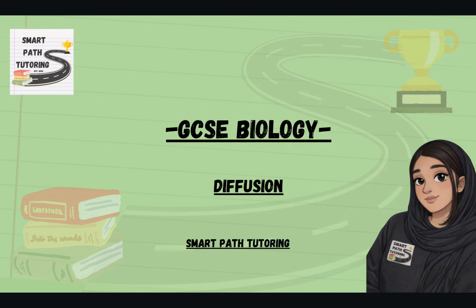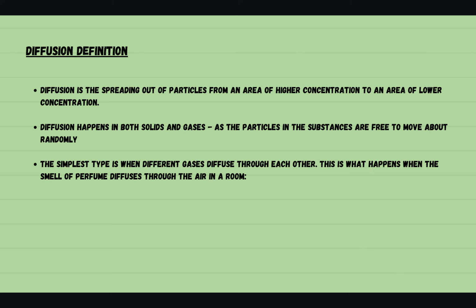Hey guys, in this video we're looking at GCSE Biology focusing on the topic of diffusion. So the definition: diffusion is the spreading out of particles from an area of high concentration to an area of lower concentration. Diffusion happens in both solids and gases as the particles and substances are free to move about randomly.